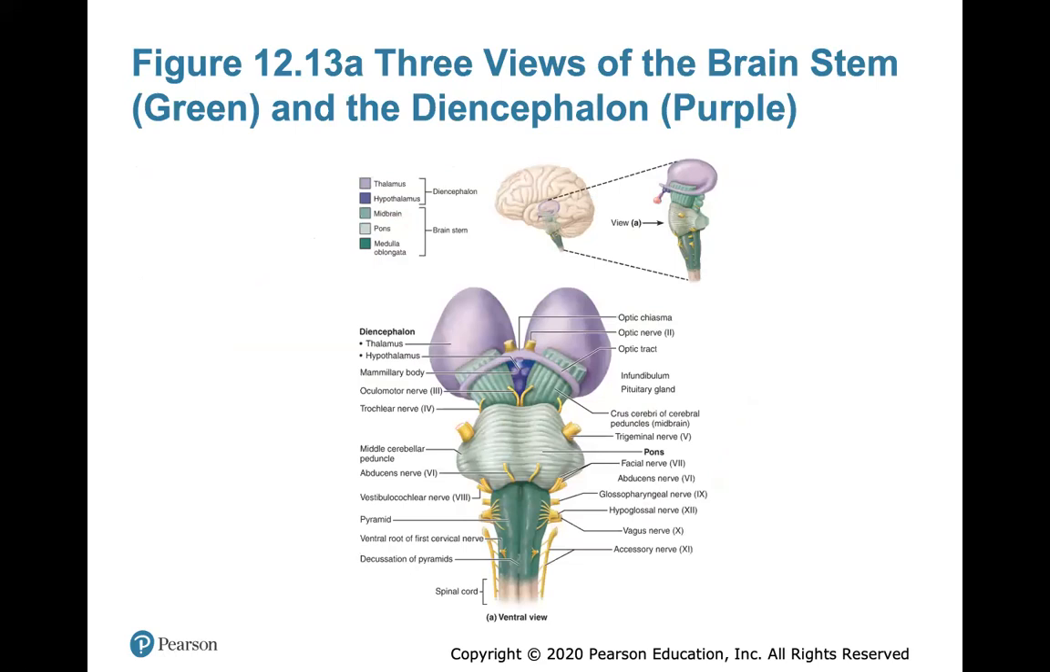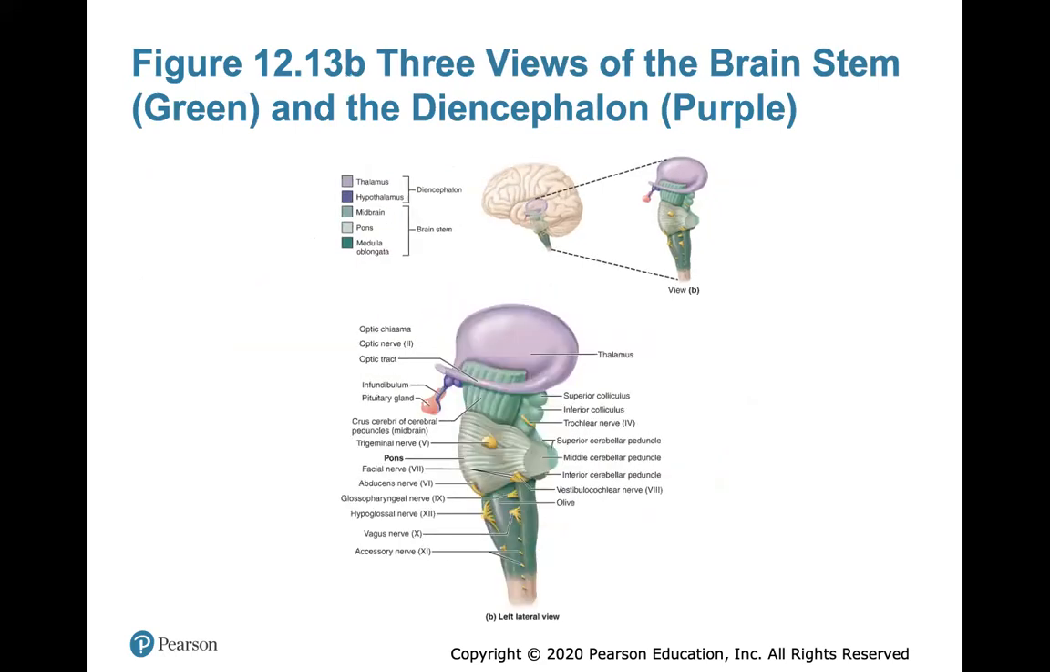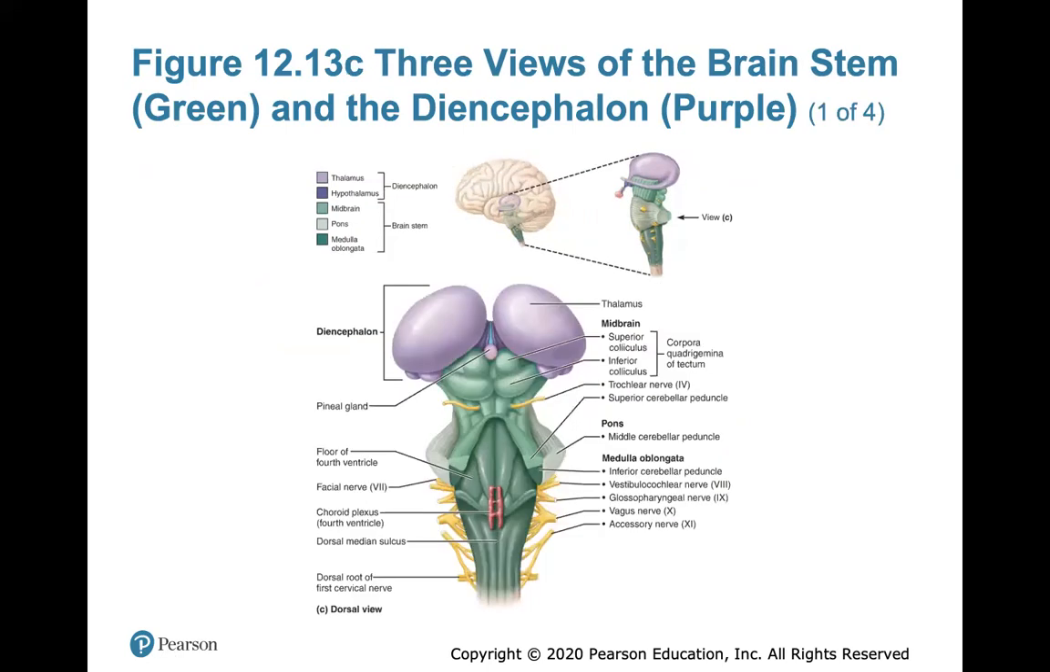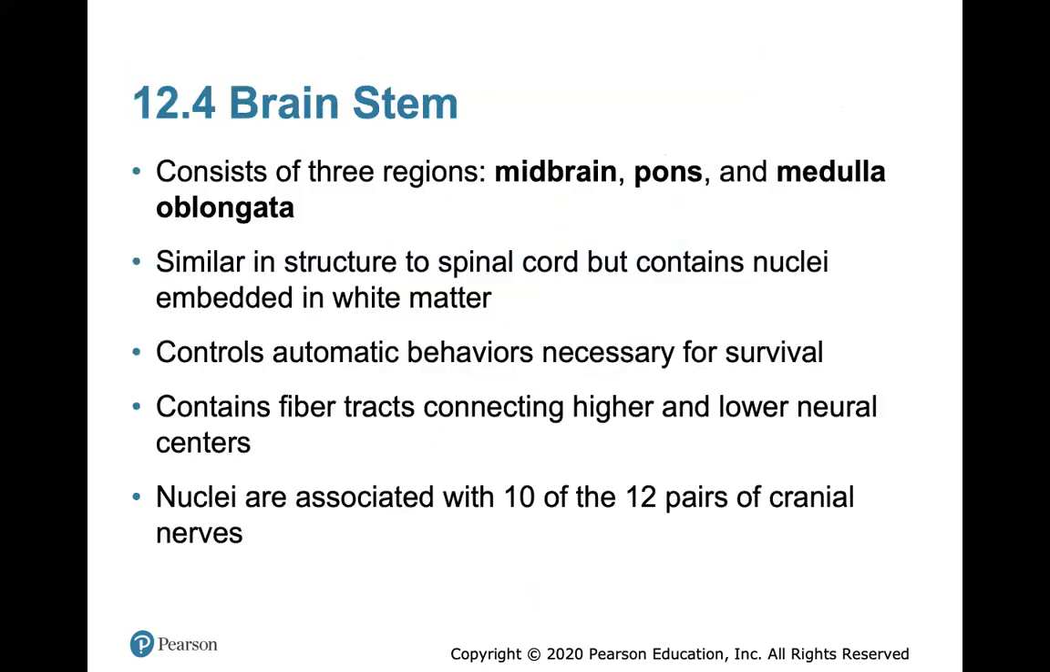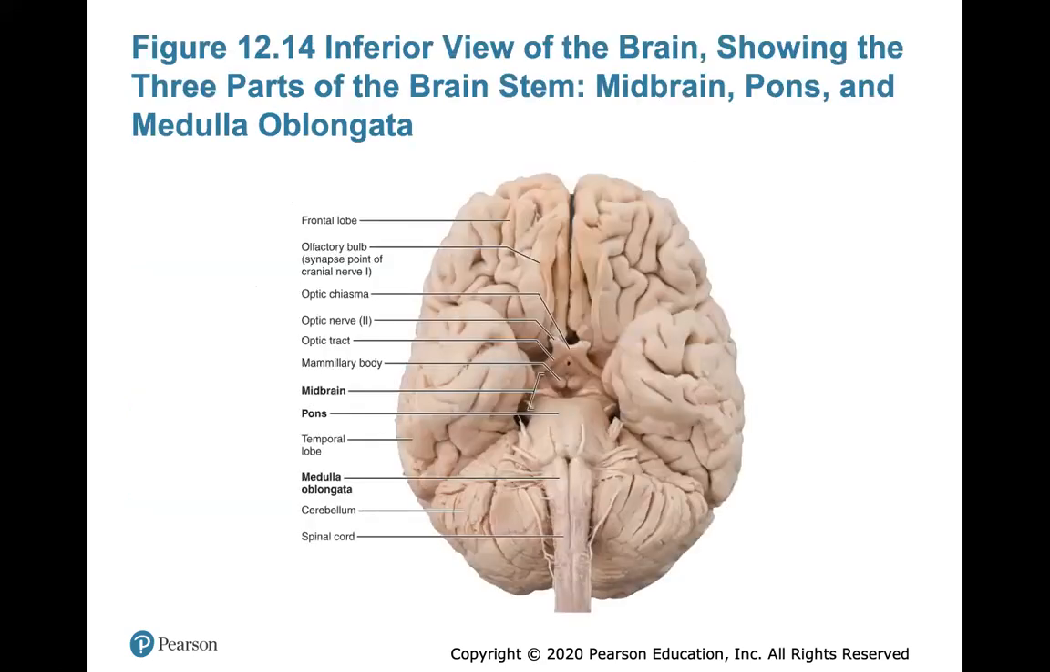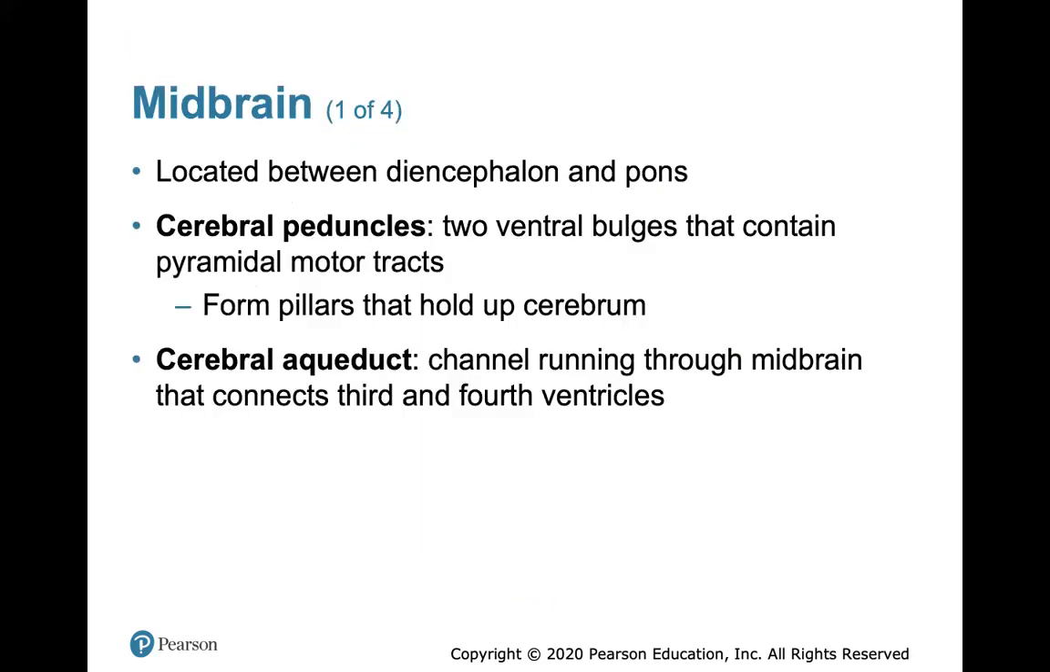Here's another view of the brainstem and the diencephalon in purple. And just another view of that. So feel free to pause the lecture at any time to take a look at those pictures. The brainstem then consists of the midbrain, pons, and medulla oblongata. It contains many nuclei, controls many autonomic behaviors, and contains many fiber tracts that connect the higher and lower neural centers together. So we'll look at the brainstem now: the midbrain, the pons, and the medulla oblongata.